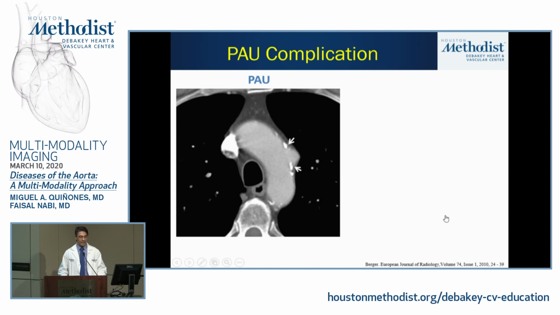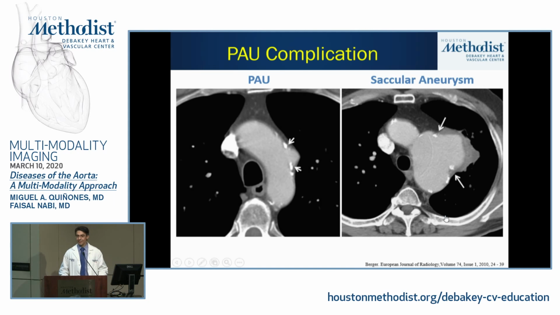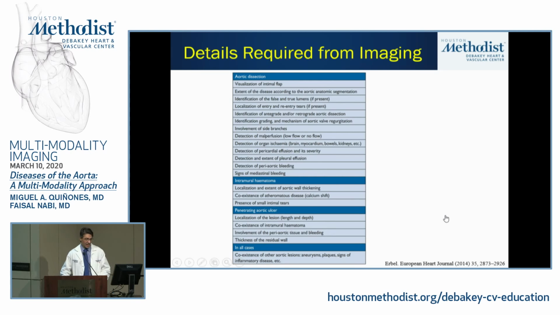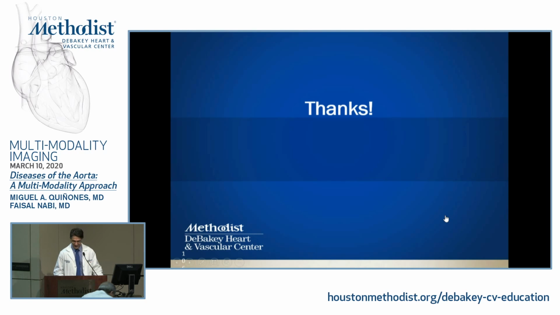Here's an example of a patient who had a PAU, and then that was followed, and you can see it became a saccular aneurysm. So I'll let Dr. Q tell us the next portion of it.